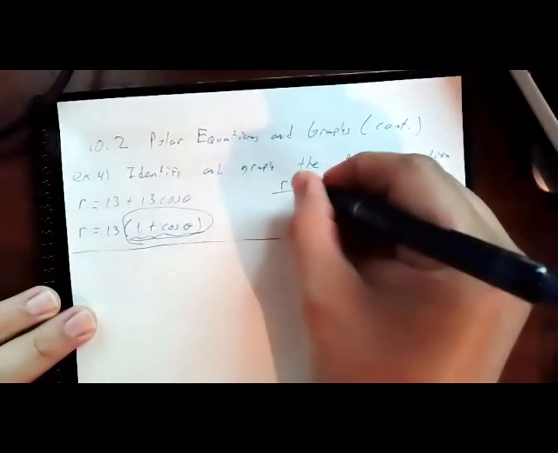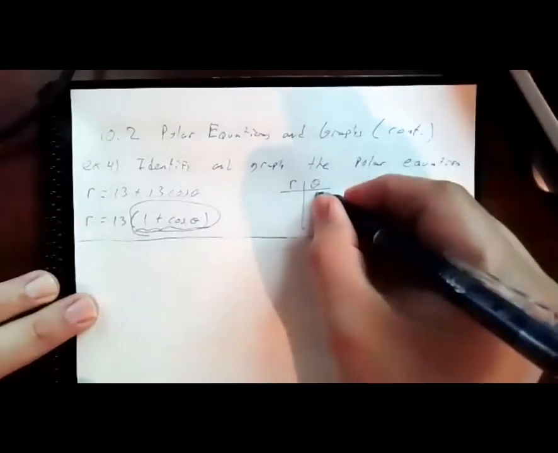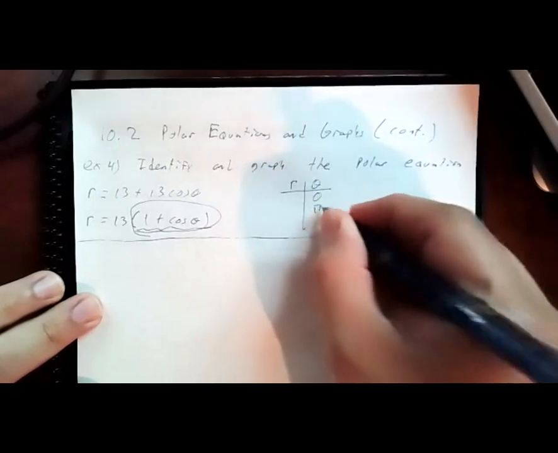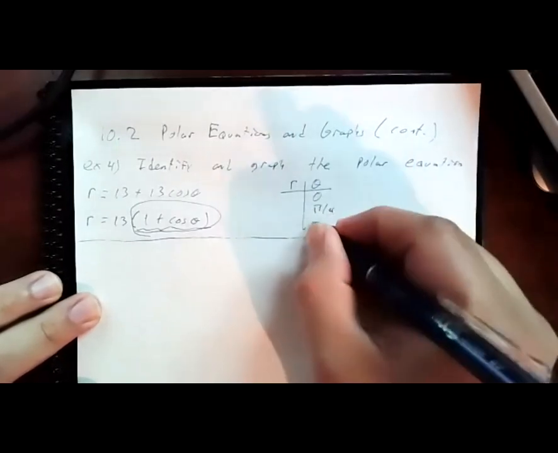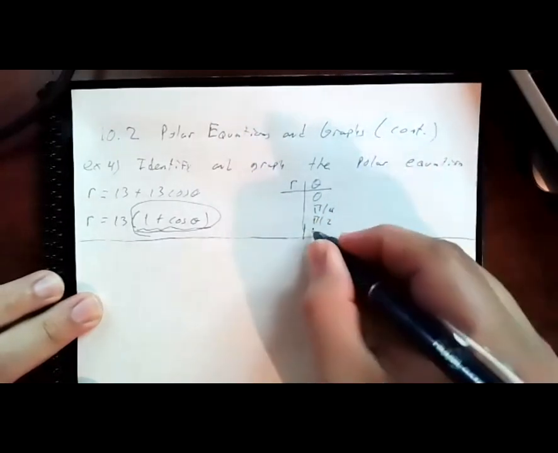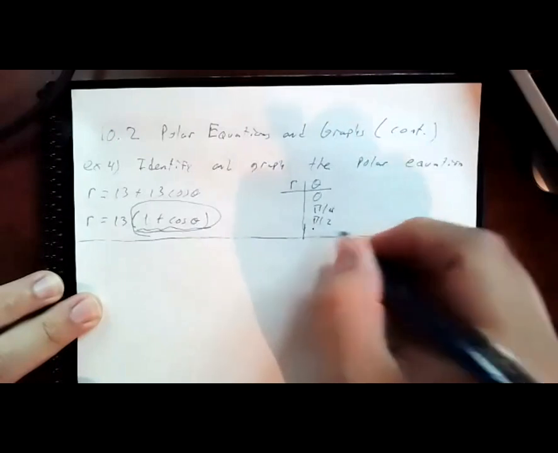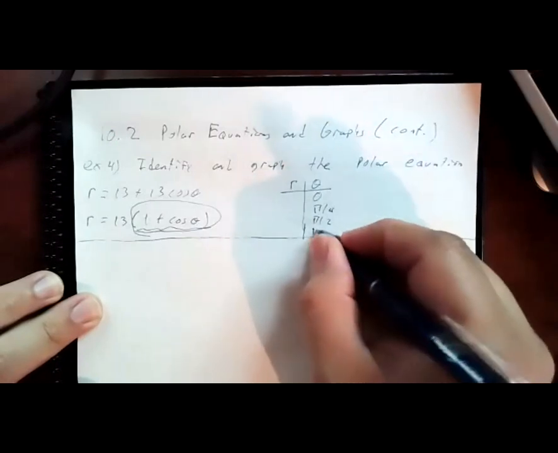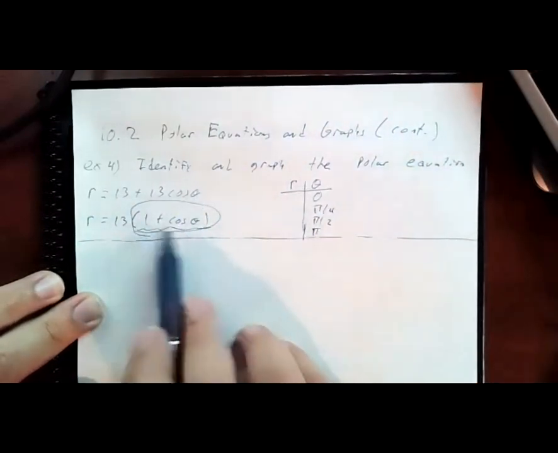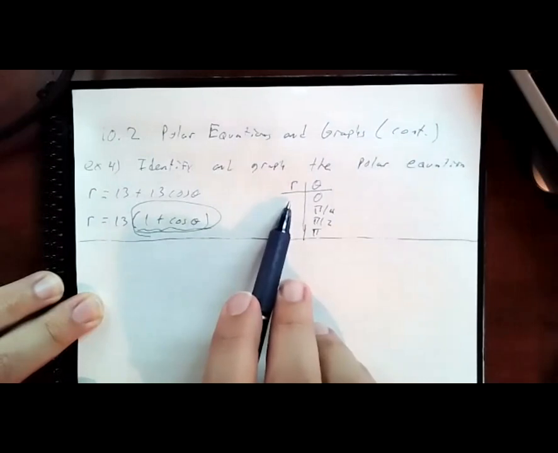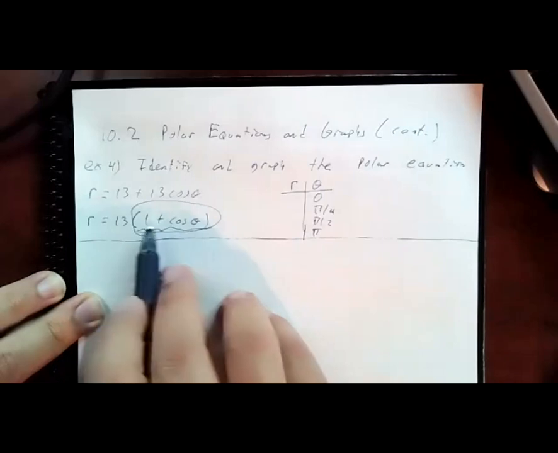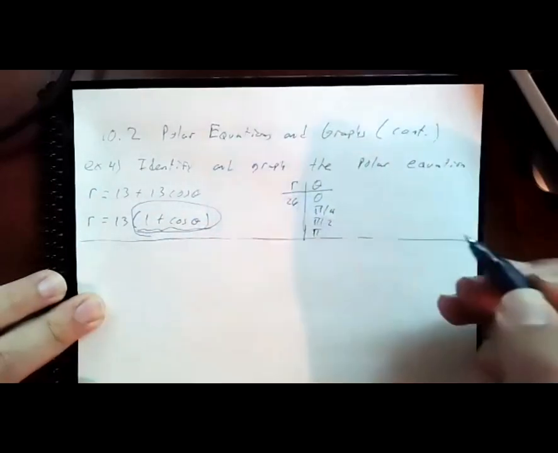So here's r and theta. Pick 0 as your starting point, just because it's easy. Pick pi over 4, pi over 2, pi, let's see, yeah, I guess you could do pi, etc. So you keep plugging these values into here, and then you add it up, and then you find out what r is equal to. So 0 would give me 1 plus 2, that'd be 26.